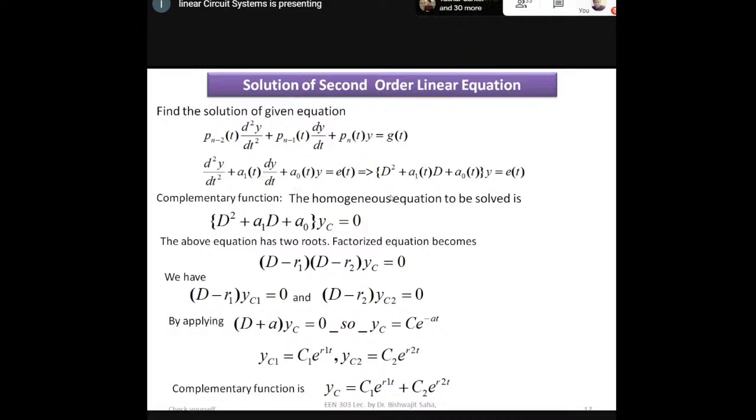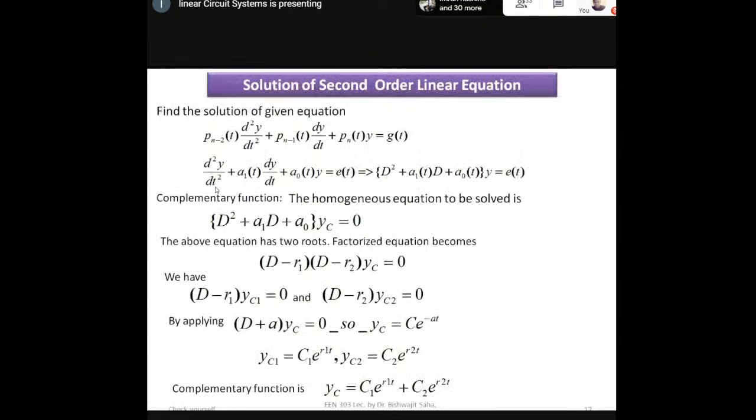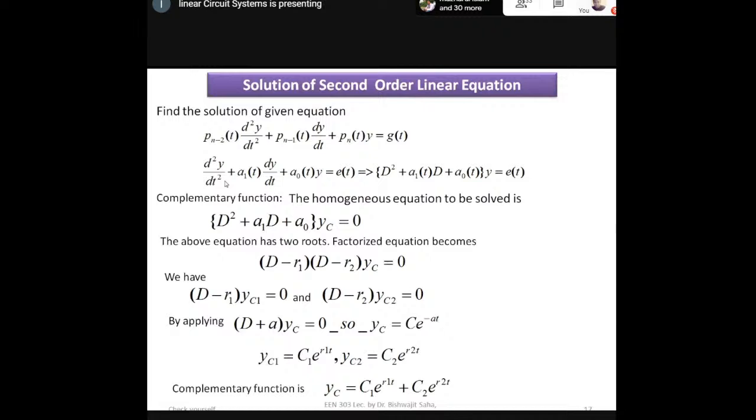So we have formed the second order equation in this way: d square plus a1 of t d plus a0 of t, y, because d is considered as d by dt. You can remember that d is considered as d by dt. Can you remember in mathematics you have done this consideration? Yes, sir. So we consider d by dt equals d, and we are taking the same consideration here.